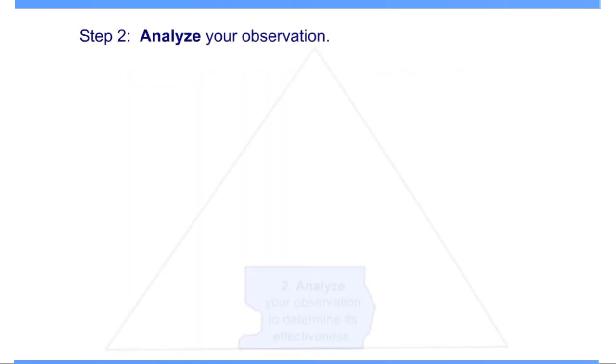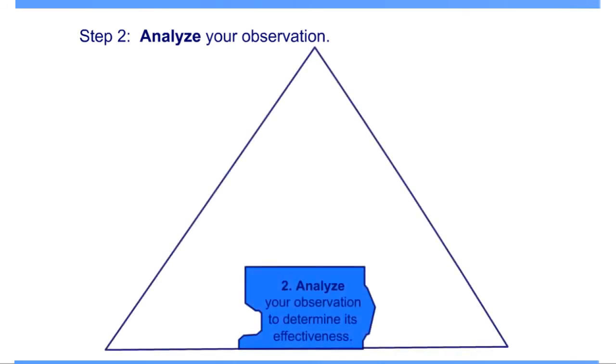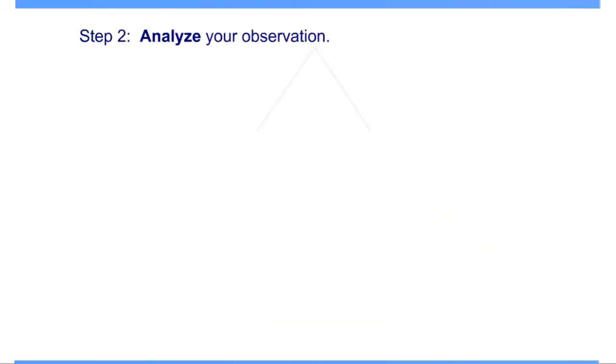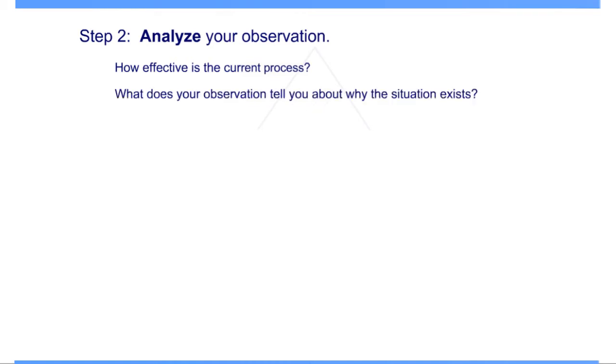Step 1 was to observe. Step 2 is to analyze your observation. How effective is the current process? What does your observation tell you about why the situation exists? And is the problem one of communication or facility?